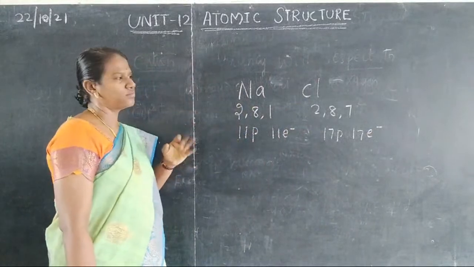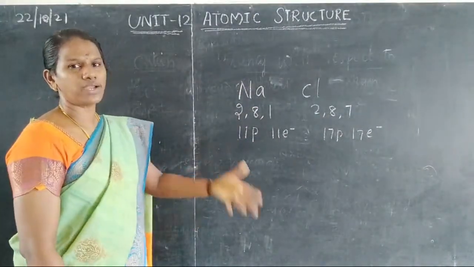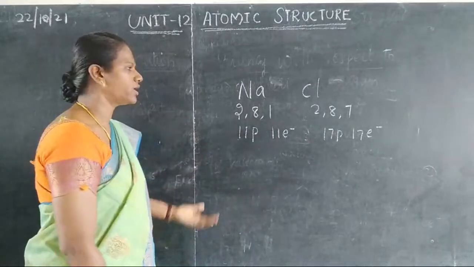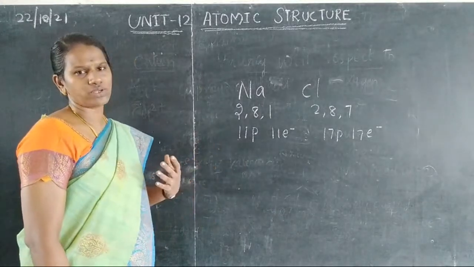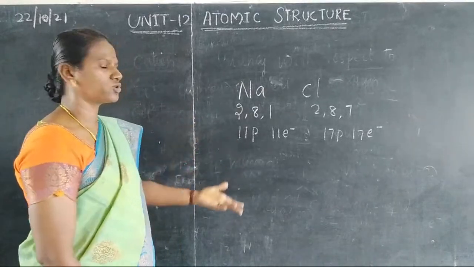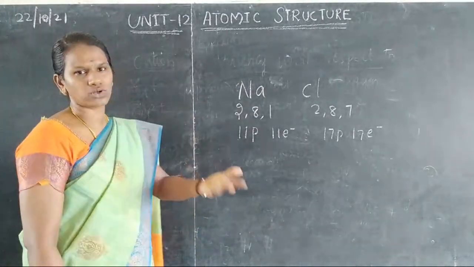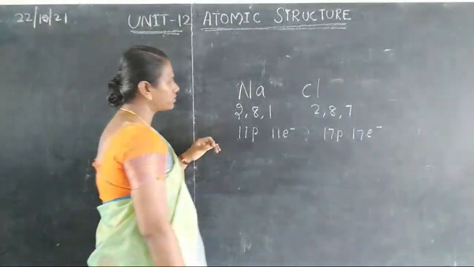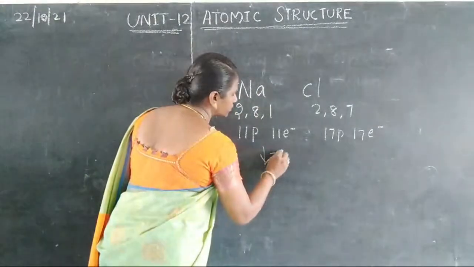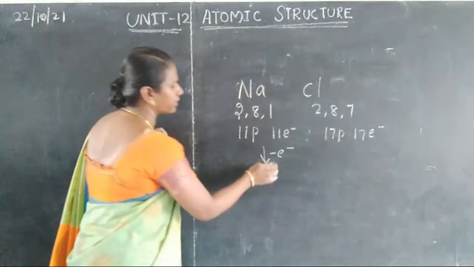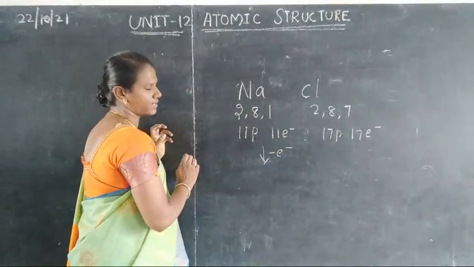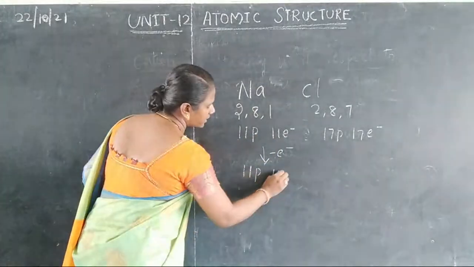But all the atoms are trying to attain a stable electronic configuration. That means they are trying to attain the duplet or octet configuration, having 2 or 8 electrons in the outermost shell. So to make it stable, sodium loses its 1 electron. If sodium loses 1 electron, what about the protons and electrons in the atom? Yes, 11 protons and 10 electrons.